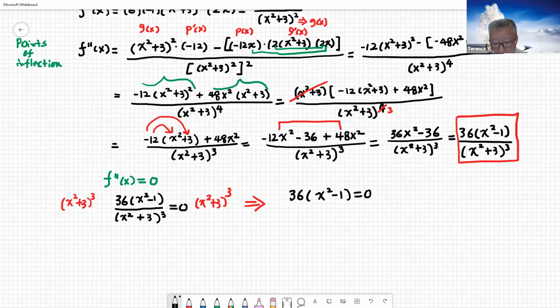Now, we're going to divide by the 36 on both sides. So then what you're going to get here is simply x squared minus 1 equal to 0. So that means x squared equals 1, and x has to be plus or minus 1. So that's going to be our point of inflection. Now, what does that mean? These are the points where your concavity will change.